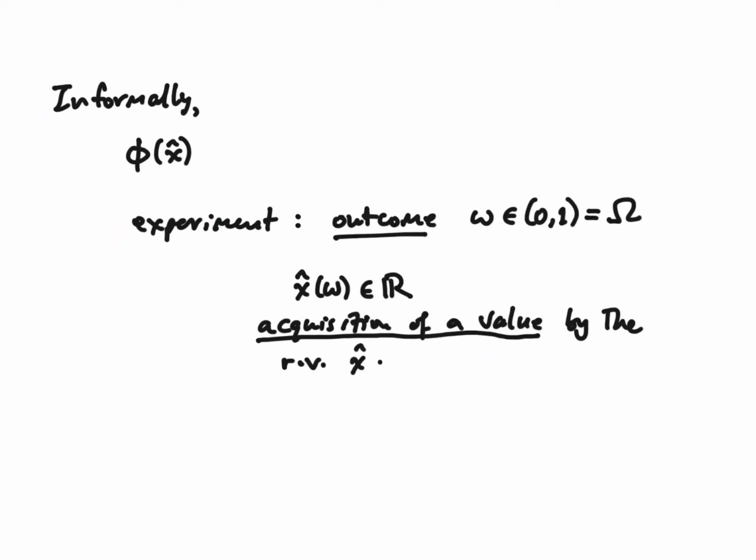This thing is also a kind of undetermined quantity until we perform the experiment. Once we do perform the experiment and a definite outcome comes out, omega, then the expression acquires a value, which is phi of x hat of omega. And that's some real number, which will be the value acquired by that new expression. So does that make it a random variable?